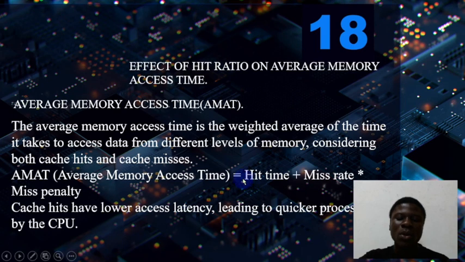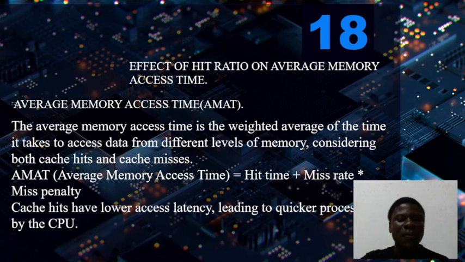And when you talk about the hit time, it means the time it takes for a file or a document or something to be found in a cache memory. And when it comes to miss rate, the miss rate has to do with the rate at which a cache is missed. And going back to miss penalty, it simply talks about the time delay in missing a cache.